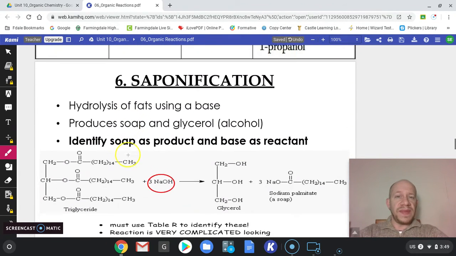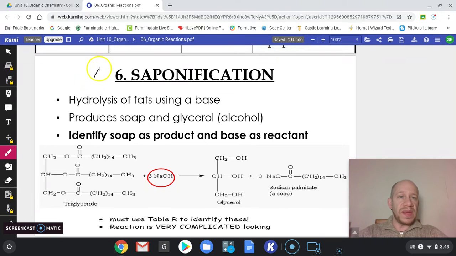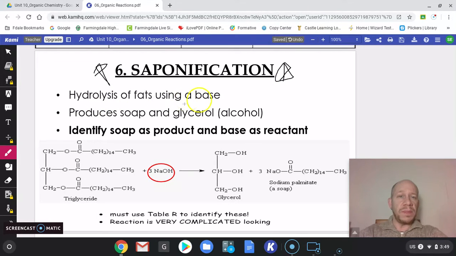Number 6 is saponification, and I always remember this one because saponification starts with S, and so does soap. So this is how we make soap. What we do is hydrolyze fat using a base, and we'll produce our soap and glycerol. That S there for soap, like sapo, is almost like soap. That's how I remember it. We'll identify soap as a product, and a base as a reactant. Our base is going to typically be NaOH.